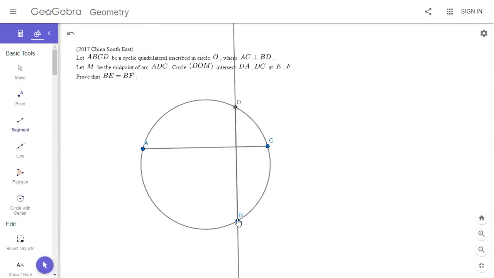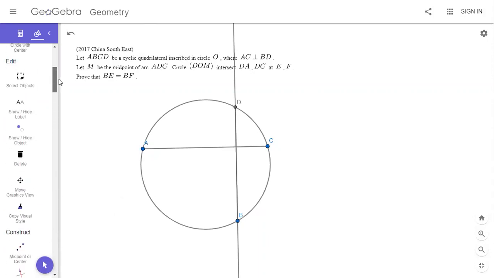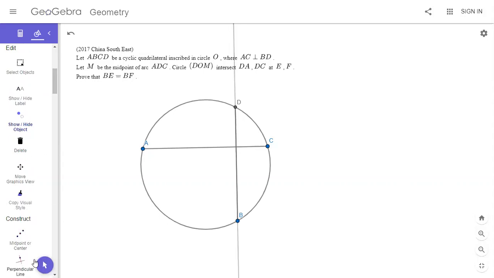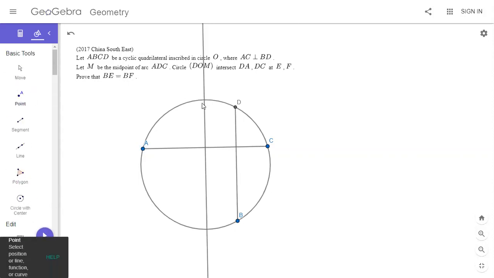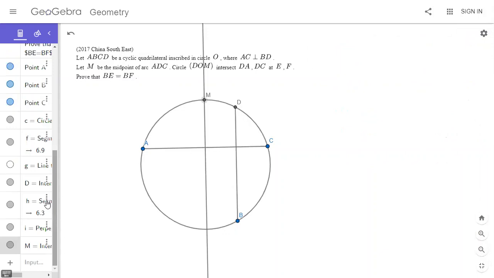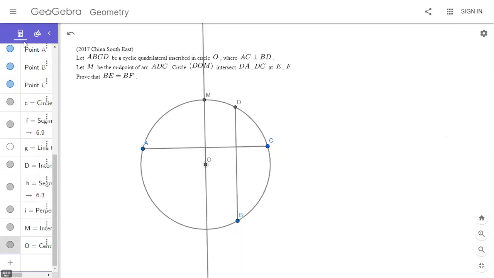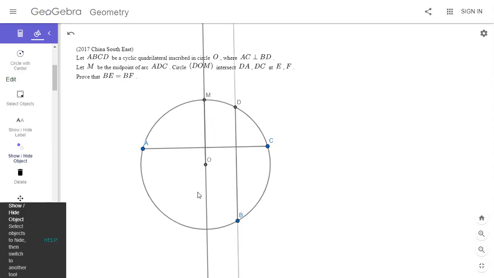M is the midpoint of arc ABC. Let me hide this. So I will do that by using the perpendicular bisector tool. So this is M. O is the center of the circle. So hold on just a sec. So O is equal to the center of C. All right, so OM is perpendicular to AC. So maybe I'll just leave OM there and hide the rest.